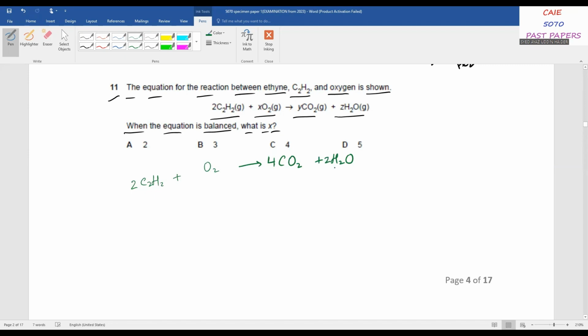Now let's start counting the oxygen atoms on the right hand side. 4 2s are 8, plus 2, it will be 10. So I will write 5 here. So the correct answer for this question should be D.